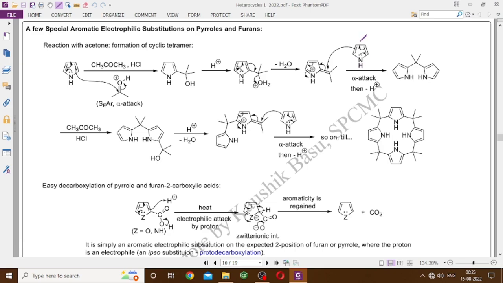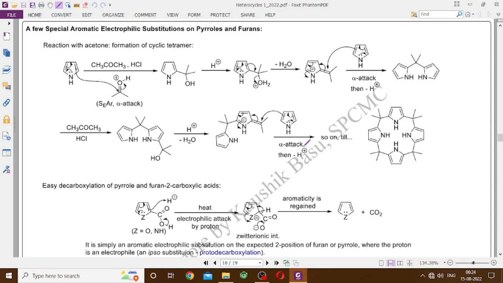Therefore, another round of aromatic electrophilic substitution proceeds to give you this compound where one acetone molecule has combined 2 pyrroles. This goes on with introduction of yet another acetone on the alpha position of any one of these rings, which again loses a water molecule to give the electrophilic species, which reacts with yet another pyrrole molecule, and so on, till a cyclic tetramer is produced.